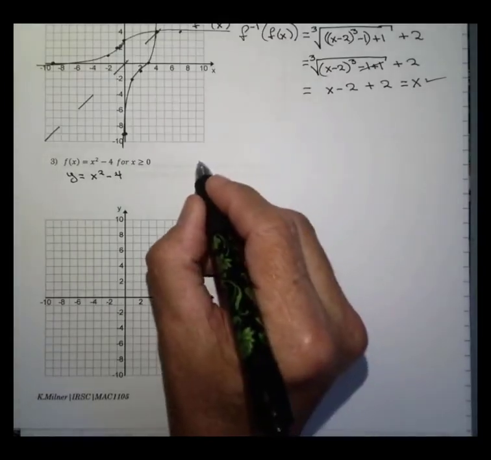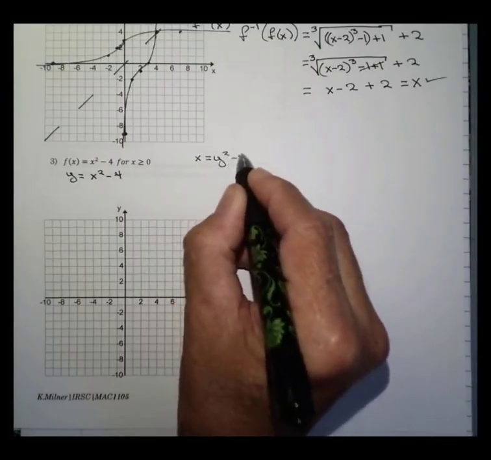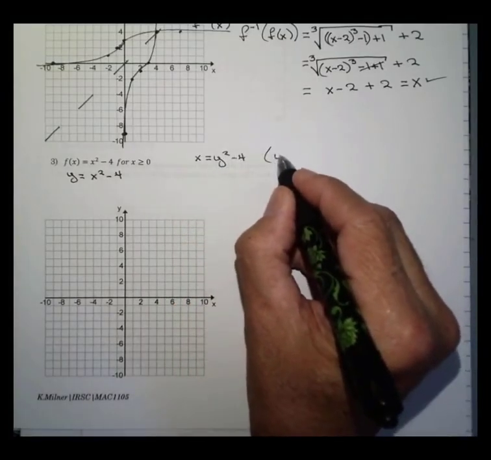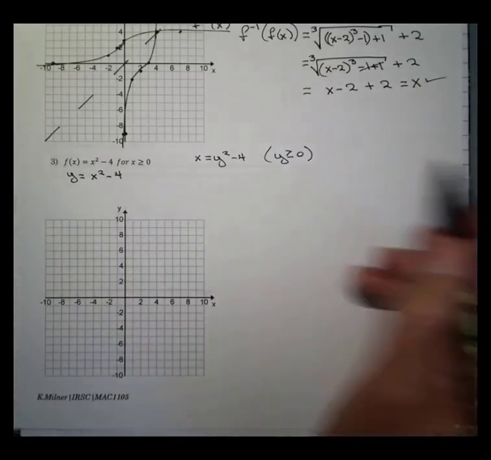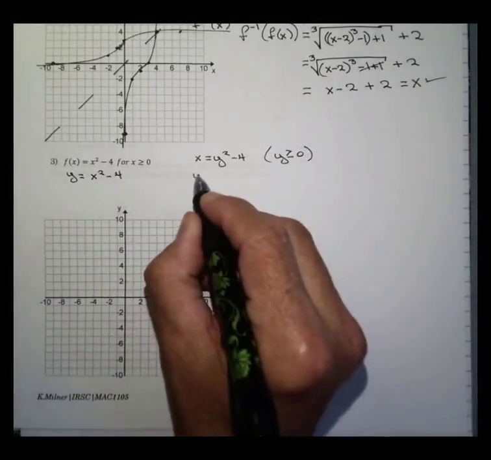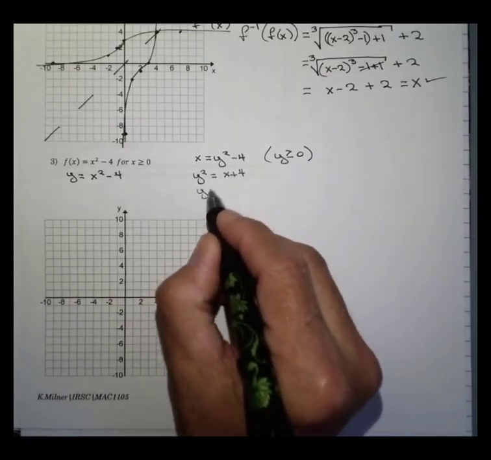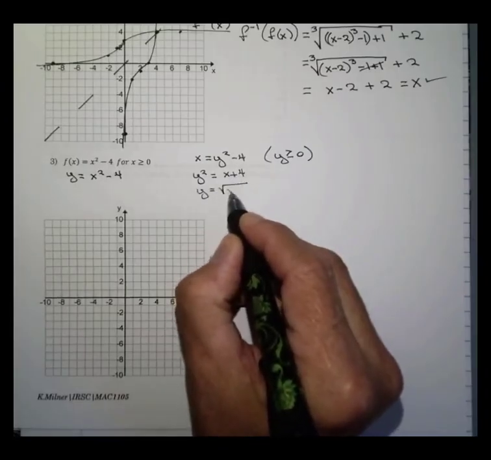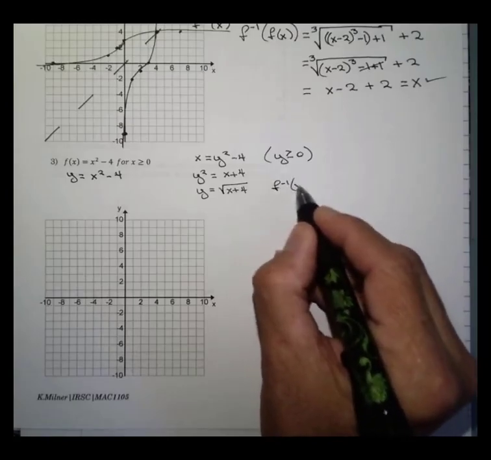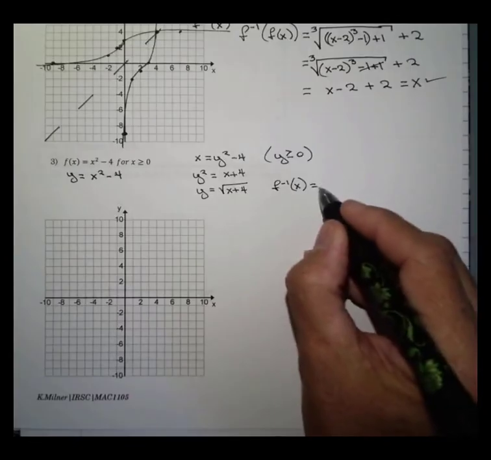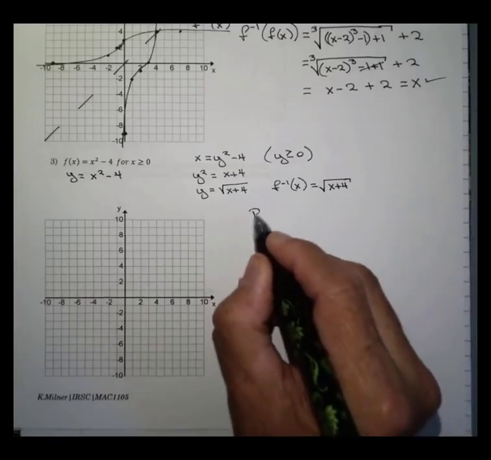And then we're going to come up here and say, well, I'm changing out all of my x and y values. So I'm going to say x is equal to y squared minus 4. And I'm just going to make a note out here that all of these y's are going to be greater than or equal to 0. All the x's were greater than or equal to 0, so the y's are going to be that for the other. I've switched out everything. And then I say y squared is equal to x plus 4. And then I take the square root of both sides, and I say y is equal to the square root of x plus 4. So that is my inverse function, square root of x plus 4. I'm going to go through the process of proving it in case you were asked to prove it.